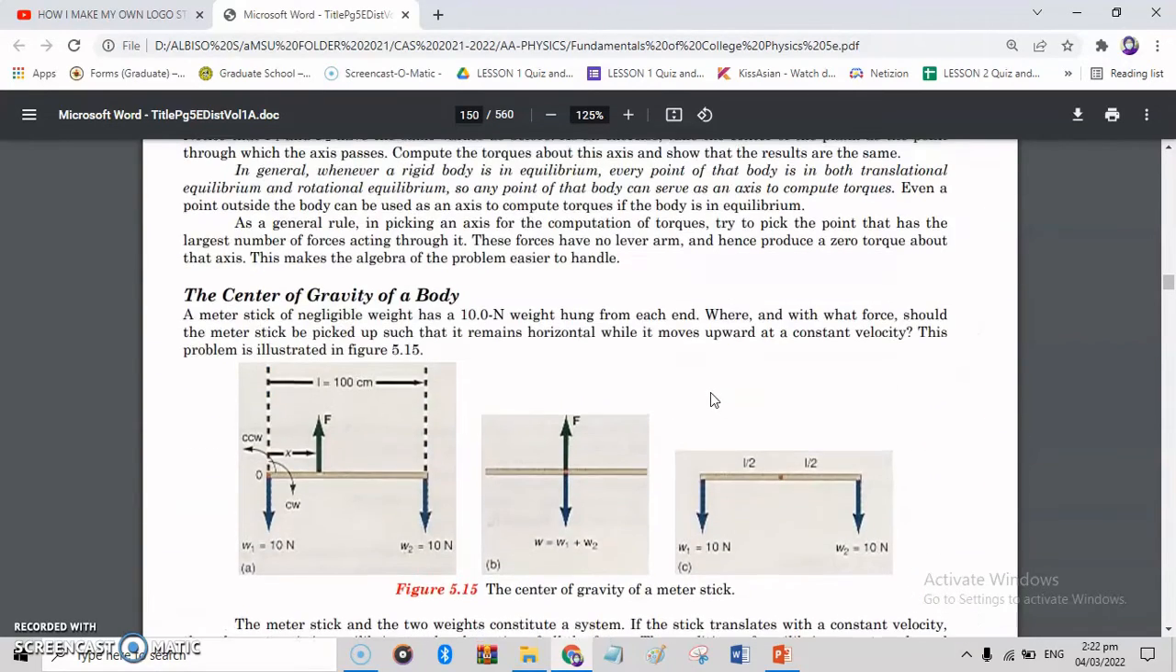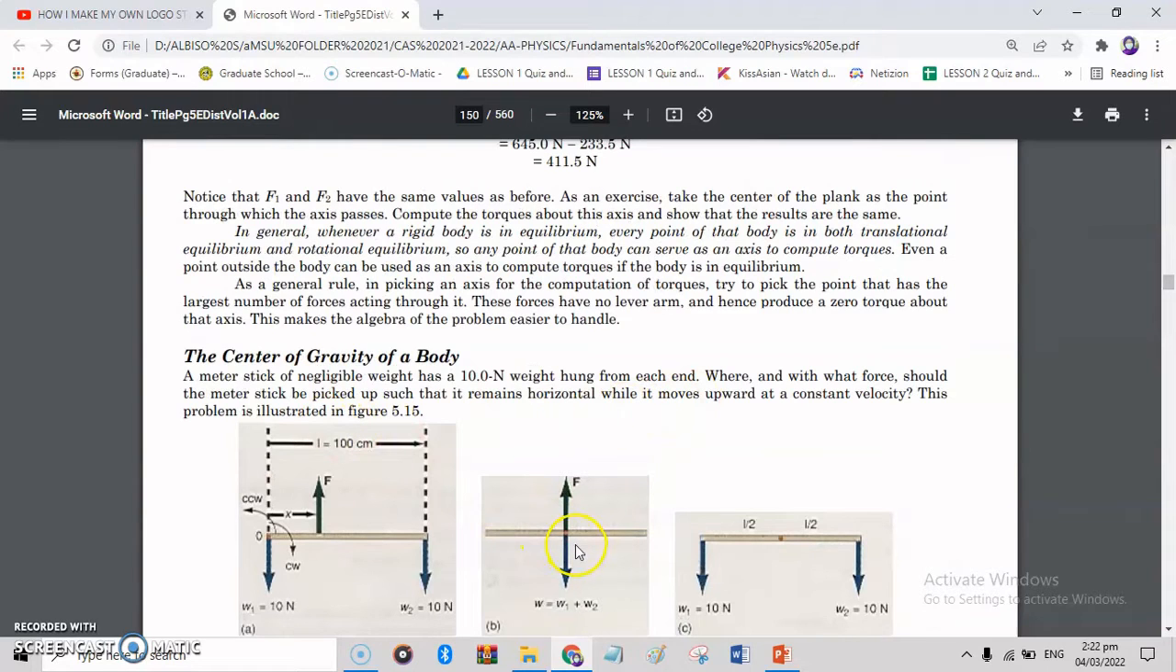That is because its center of gravity is at the middle, since the weights hanging on both sides are the same. What if this one is heavy and this one is light? That is the time when the center of gravity of our meter stick is no longer at the middle, but it can be anywhere here.